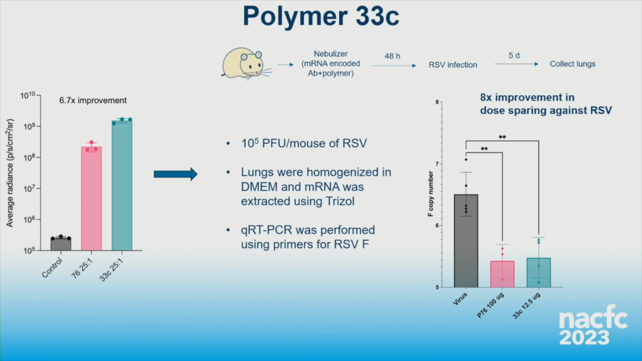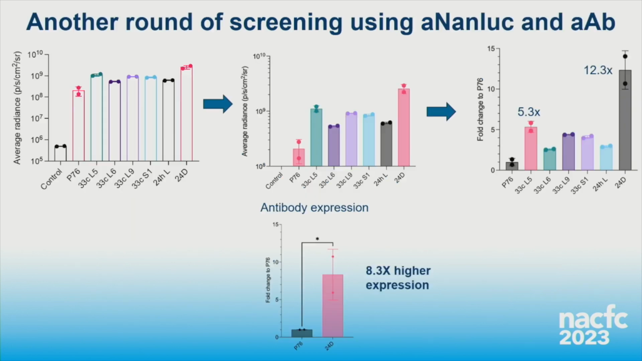We looked at its ability to thwart RSV. And so with 100 micrograms, this is in the nebulizer, we do get fairly good reduction of RSV. No question about that. We're looking at copy number of the RSV F protein, but we could drop it by about 8-fold and get about the same data with 33C. So this was definitely exciting because it's functional, right? We're making a molecule that has to do something in the lung.